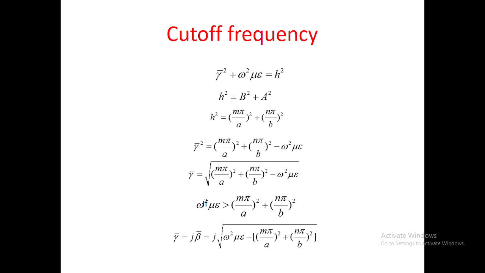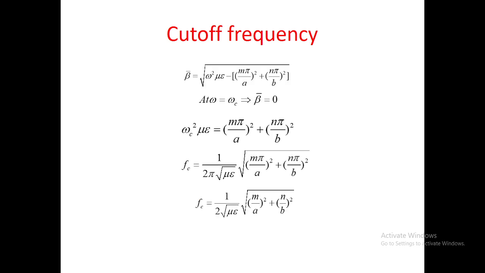Coming to the cutoff frequency of a rectangular waveguide. Here the cutoff frequency is derived from the phase constant equation. Phase constant beta equal to square root of omega square mu epsilon minus (m pi by a) whole square plus (n pi by b) whole square. At omega equal to omega c, the phase constant beta equal to 0. That means there is no wave propagation at cutoff frequency.